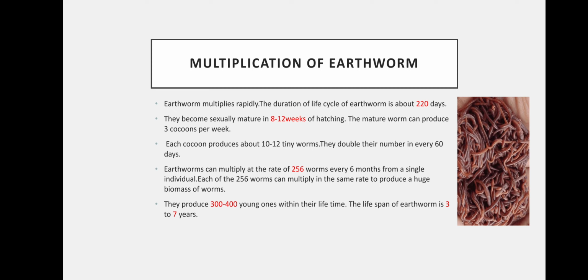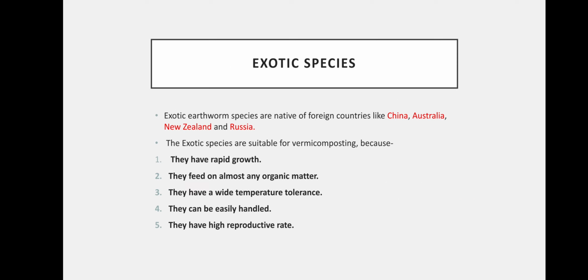So you can just imagine how fast the multiplication occurs and how bulk the amount of earthworms will be. It can multiply at the rate of 256 worms for every 6 months from a single individual. Each of the 256 worms can multiply at the same rate to produce a huge biomass of worms. A single earthworm can produce 300 to 400 young ones within their lifetime. The lifespan of earthworm is said to be 3 to 7 years. So that's the case with multiplication. So we have so far covered the life cycle of earthworm.